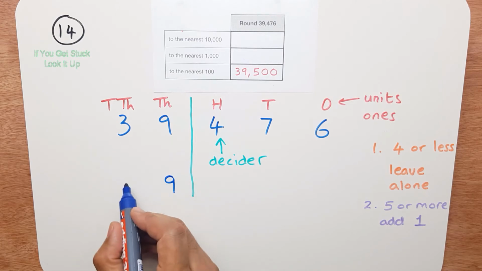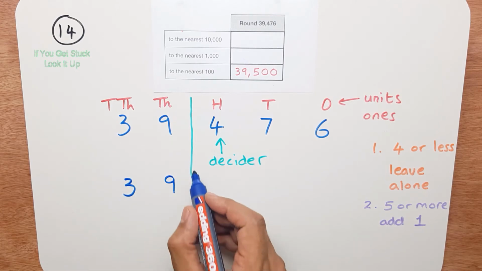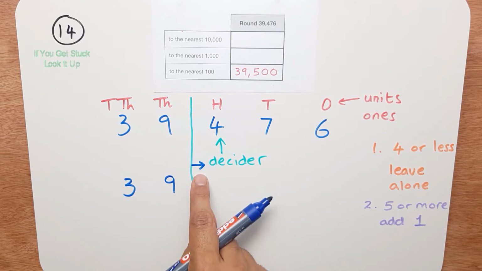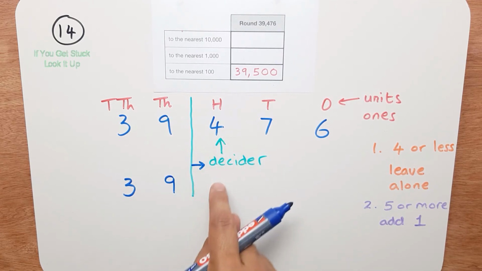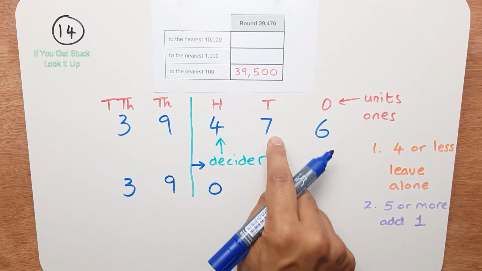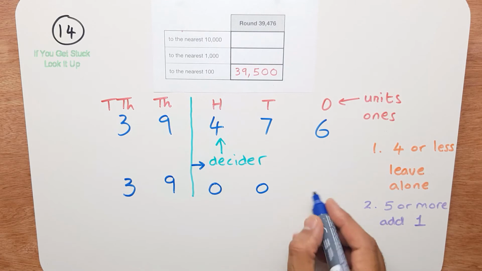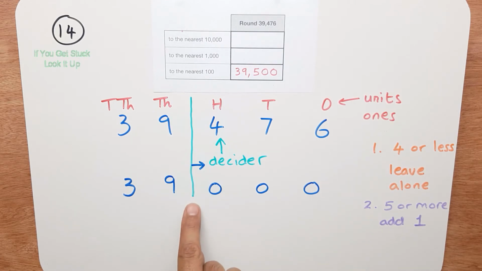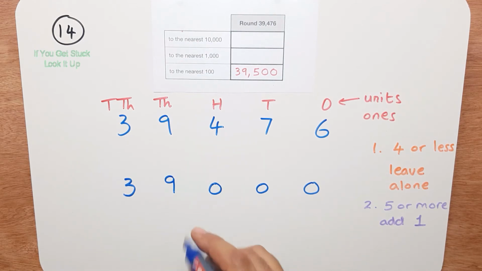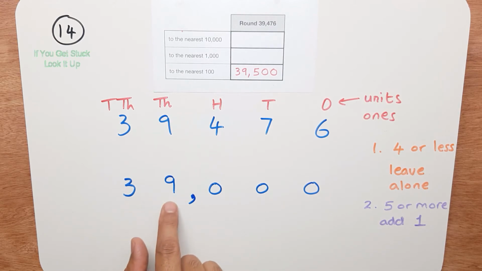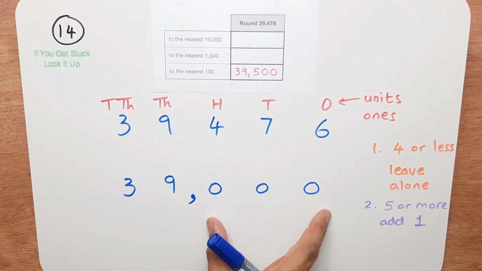This will be 3. And we said every digit after this line becomes 0. So the 4 becomes a 0. The 7 becomes a 0. And the 6 becomes a 0. So let me remove this to make it a bit clearer. As before, 1, 2, 3, comma. This is our thousands, so it's 39,000.